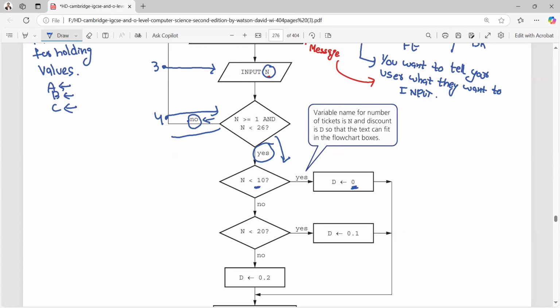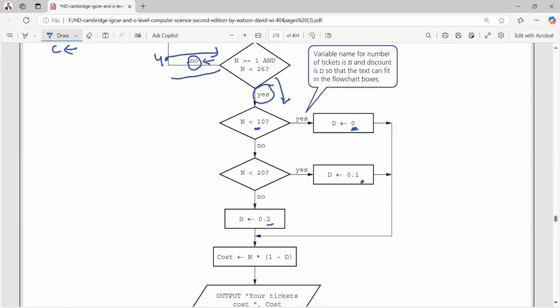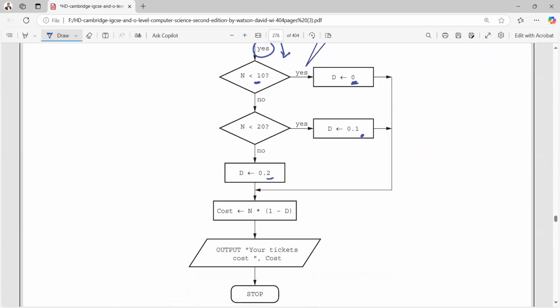But if your value is less than 20, that means your discount is 0.1. But if it is larger than this 20, then you will go on to the no part, and this will say your discount is 0.2. And then there is the equation that cost is equal to n multiplied by 1 minus d, that basically calculates your cost. This is a formula. So whatever the value is of your discount and the number of tickets, it is calculated right here.